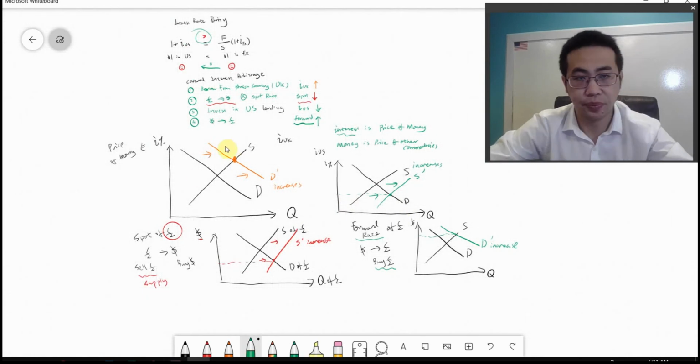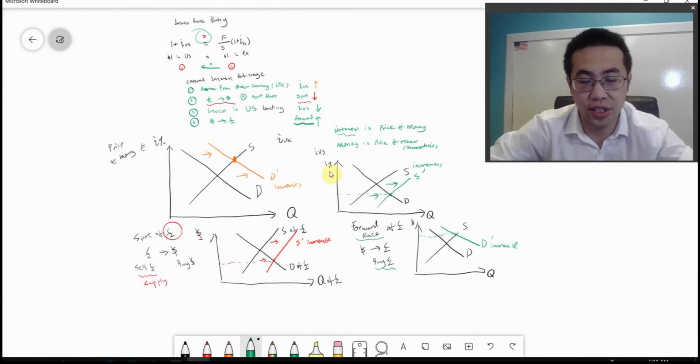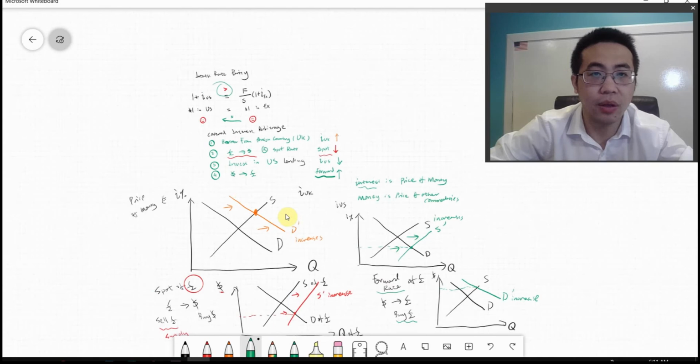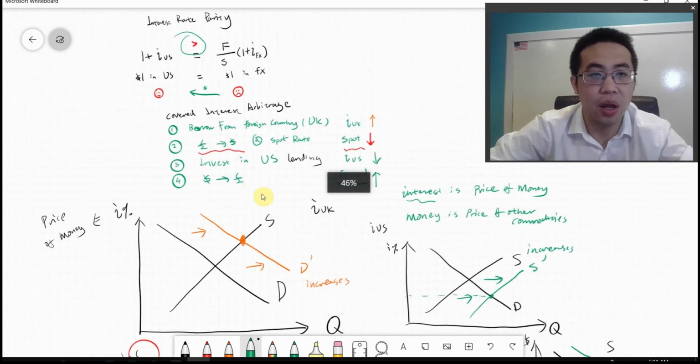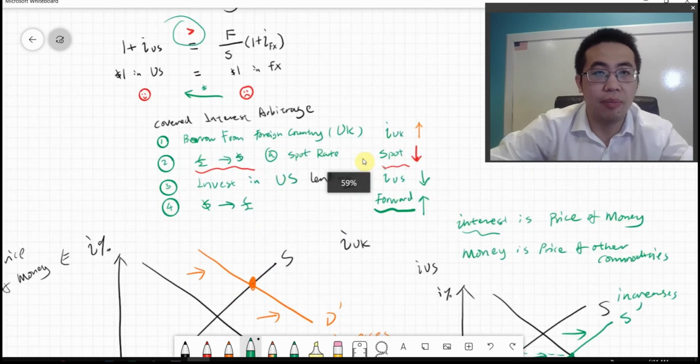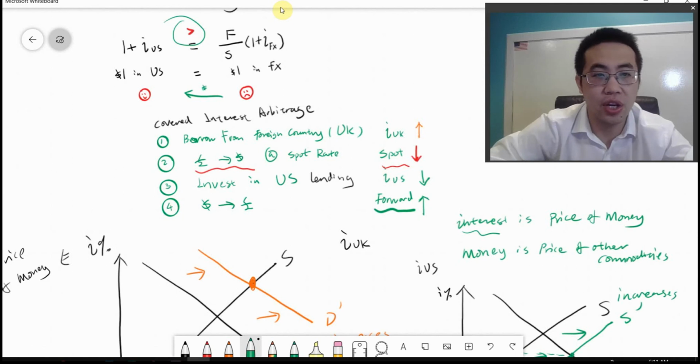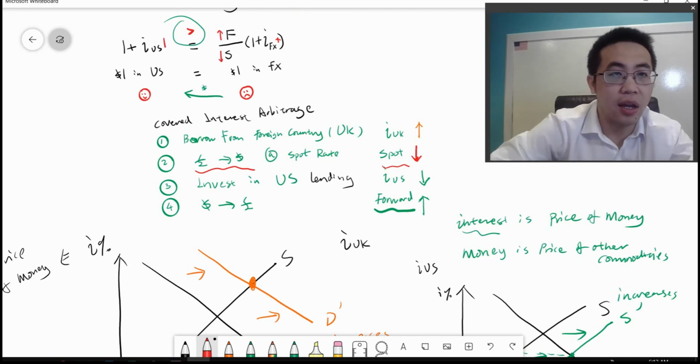One is the money market in the UK. One is money market in the US. The spot market of a British pound. The forward market of a British pound. Okay, so what would be the result if you see the British interest goes up, or the foreign exchange interest goes up? Okay, so this part is going up. So this part is going up. And the forward rate is also going up. What happened to the spot rate? The spot rate is going down. And what happened to the US interest is going down.